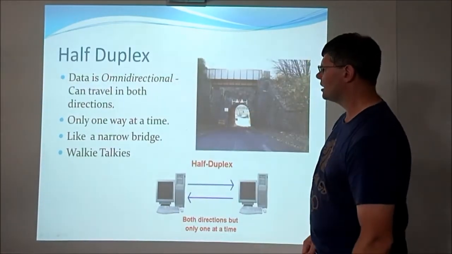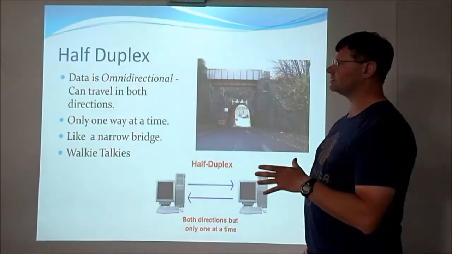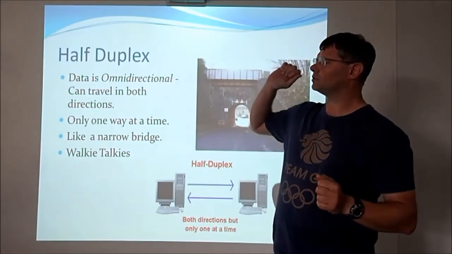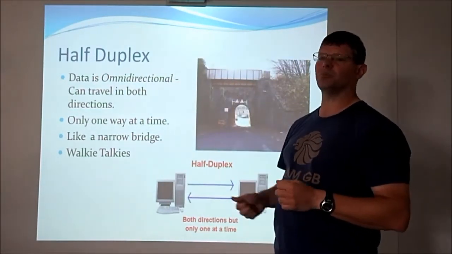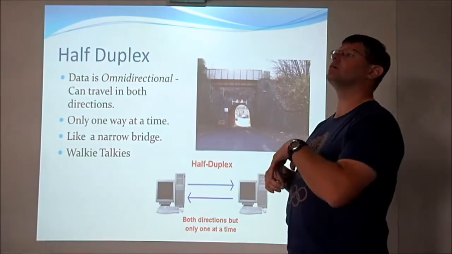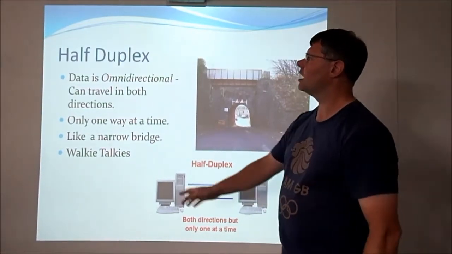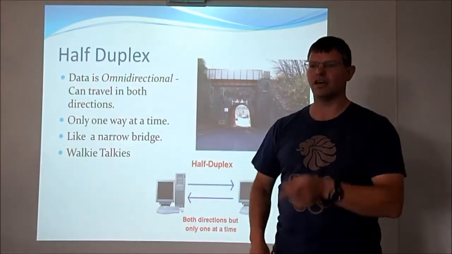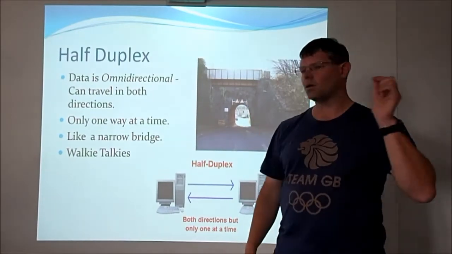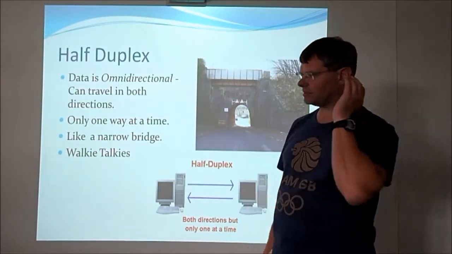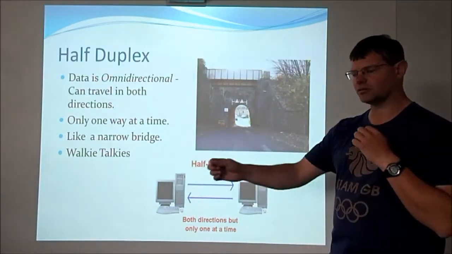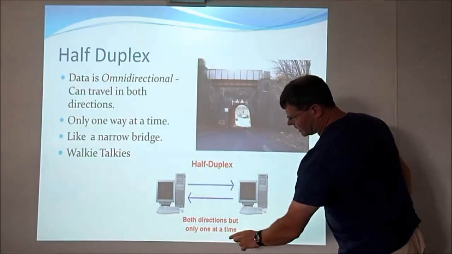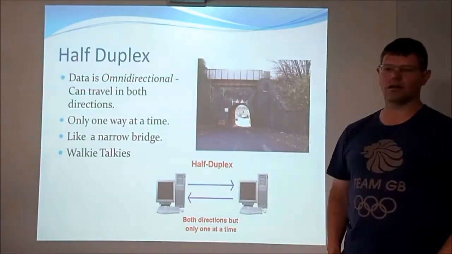Right, half duplex. So this is where data is omnidirectional. Actually, if I go back to the other one for a second, I said that it was unidirectional. Unidirectional is a posh way of saying it only moves in one direction. So simplex is unidirectional. Half duplex is omnidirectional because the data can go both ways. But it can only go one way at a time. So it can either be sent there or it can be received back. But you can't do both at the same time. So that I've got down here, half duplex, both directions, but only one at a time. So it can either go that way or it can go that way. It can't go both ways.